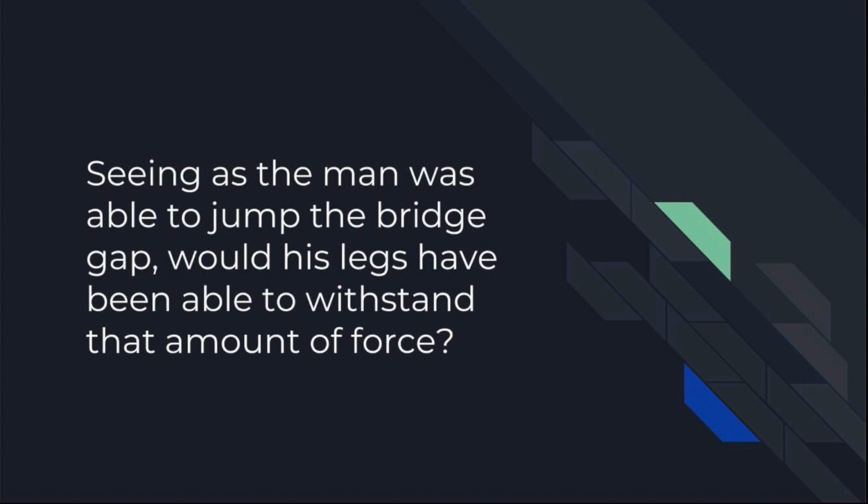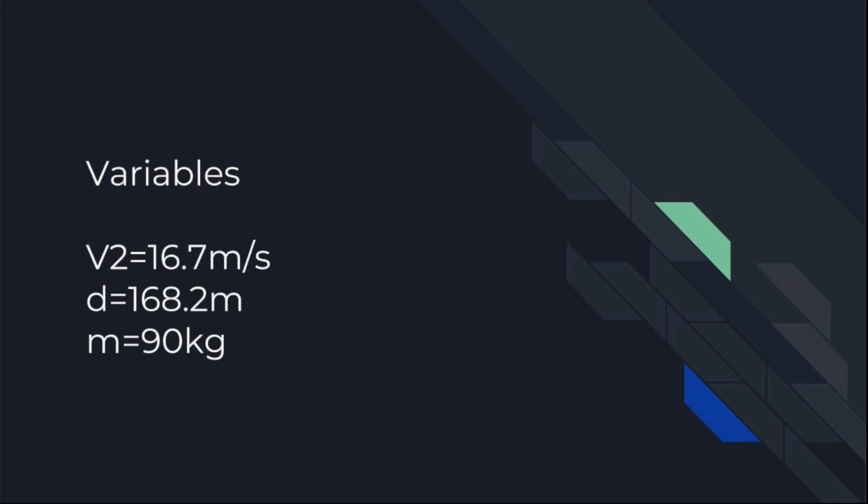For the second part, we will be analyzing whether the man would be able to continue running after the jump without breaking his legs. The known variables are the final velocity was 16.7 meters per second, which we got from previous calculations. The distance was 168.2 meters, which was also already calculated, and the mass was 90 kilograms, which is the average mass of a man.